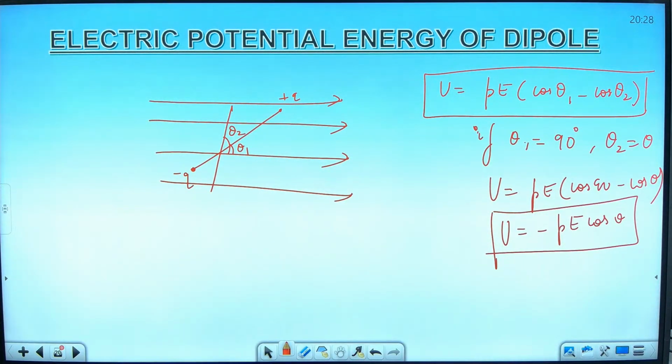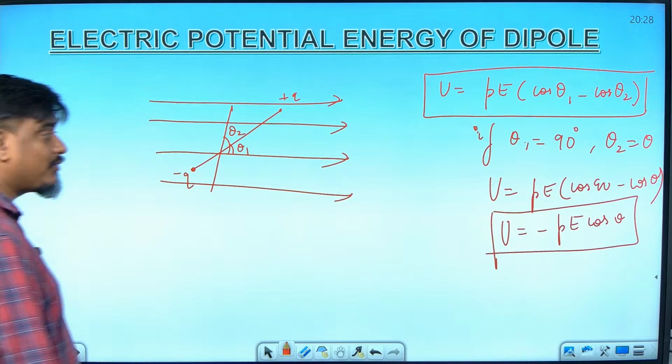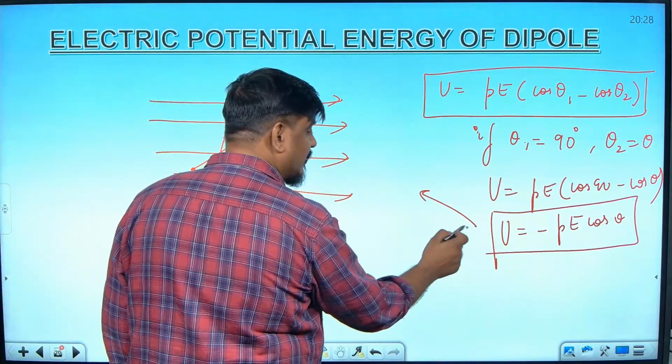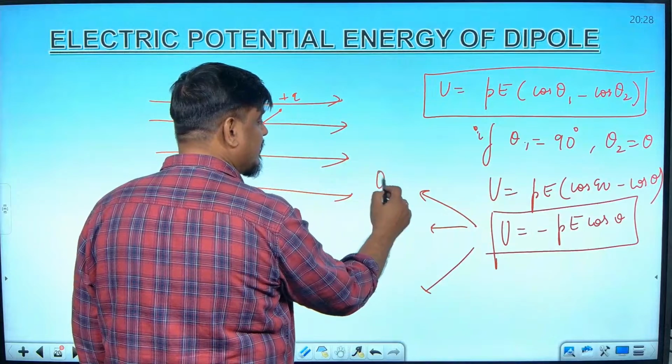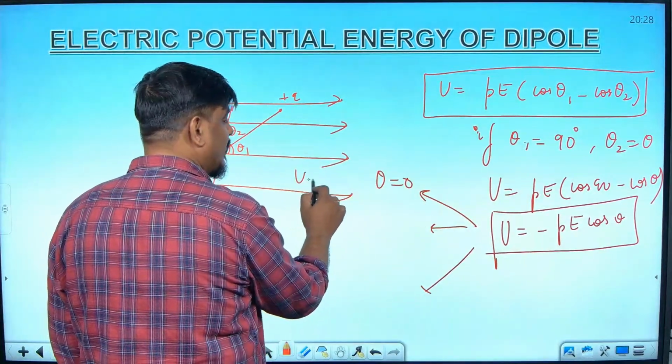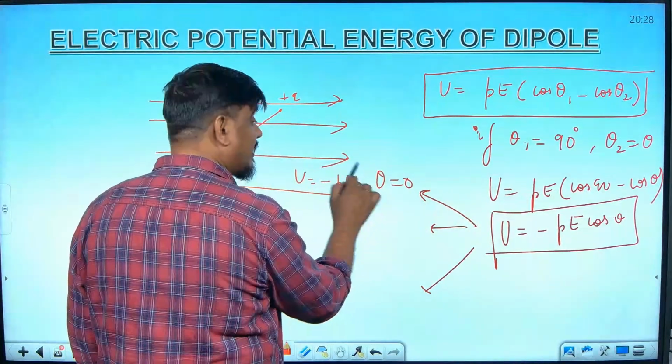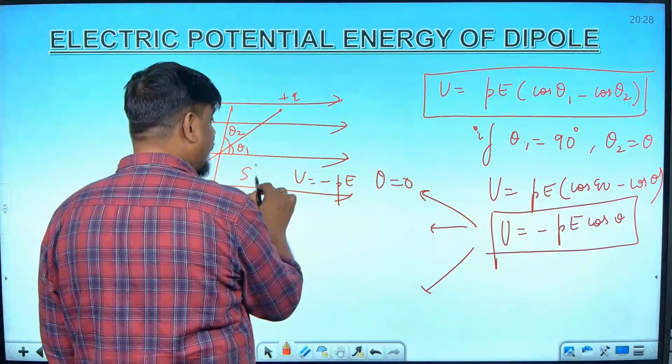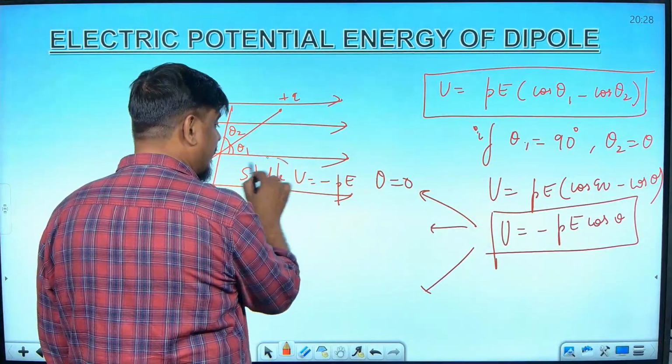Negative PE cos theta. We have 3 possibilities here. What are the possibilities? Theta being 0, U will become equal to minus PE. It is called stable equilibrium. Remember this, it comes in the examination.